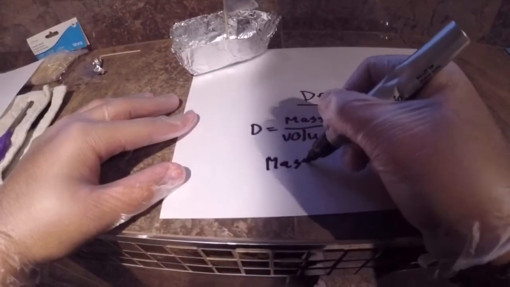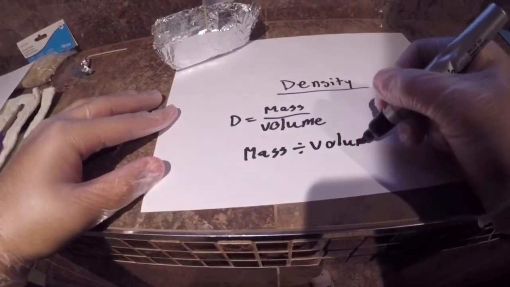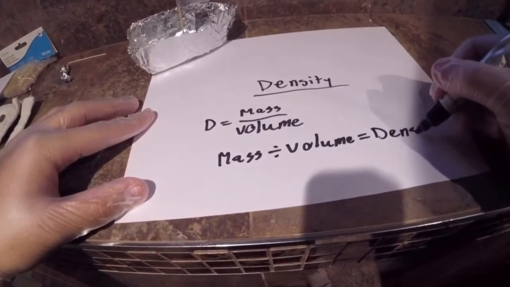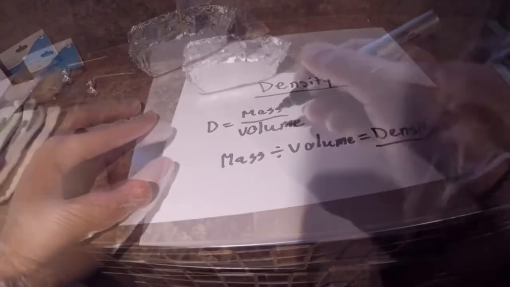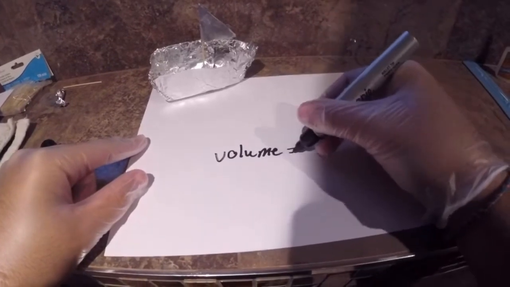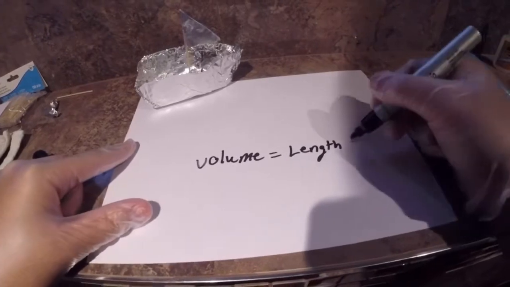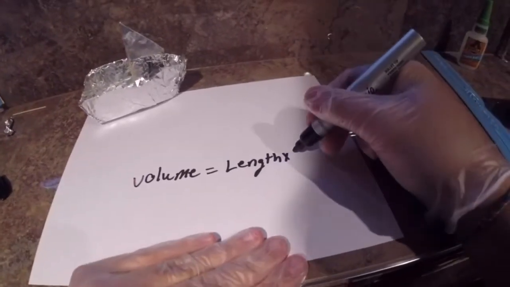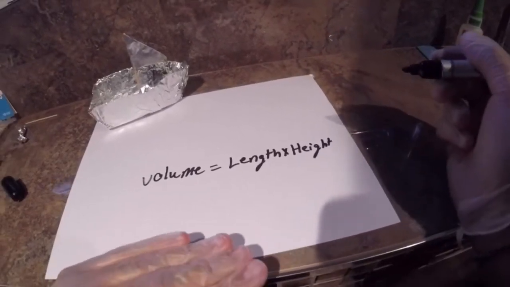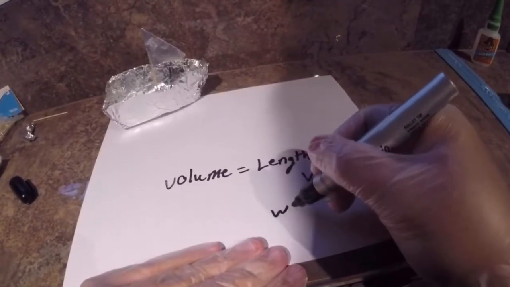Mass divided by volume is equal to density. For those of you who don't know, volume is equal to the length of an object multiplied by the height of an object multiplied by the width.